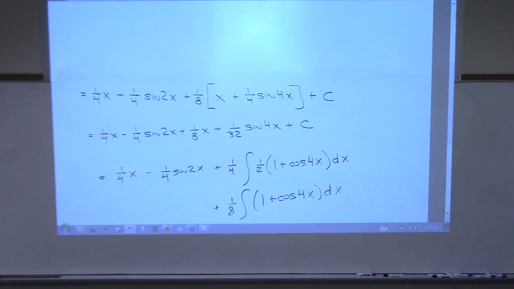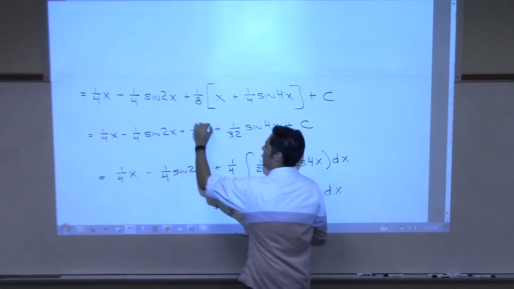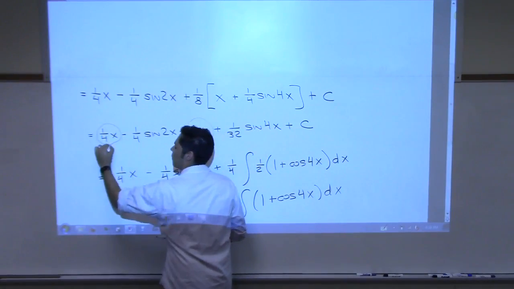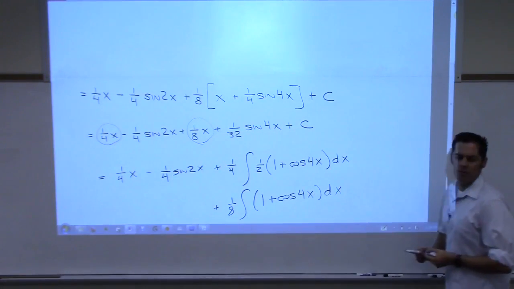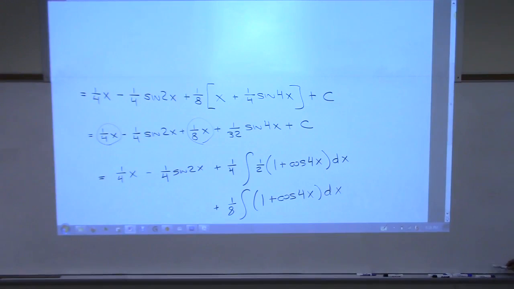Almost ready to box it. Combine like terms. That's 3/8 x. 1/4 x plus 1/8 x is 3/8 x, and then you put those together and everything else is the same.